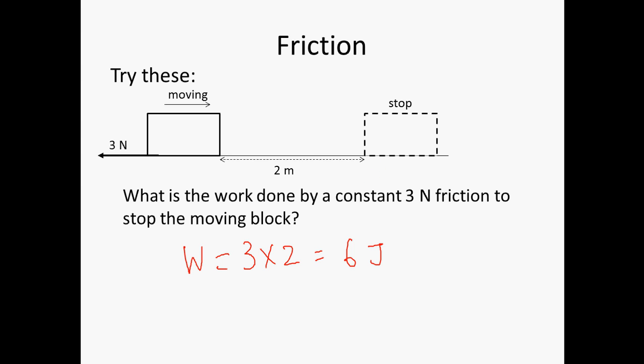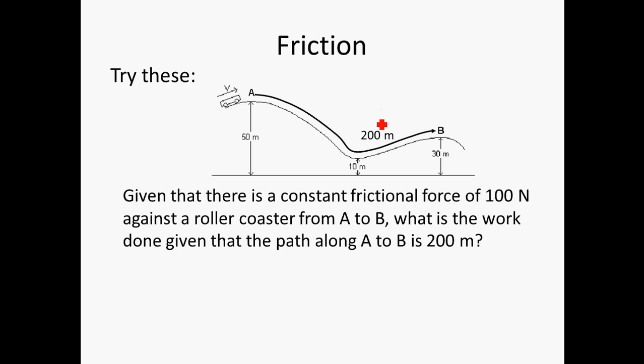So let's move on. This is a very complex question. Given that there is a constant frictional force of 100 Newton against a roller coaster from A to B, what's the work done given that the path along A to B is 200 meters? There's a frictional force of 100 Newton acting on this carriage. Along the way, if the carriage is here, you realize that the frictional force is always changing its direction.